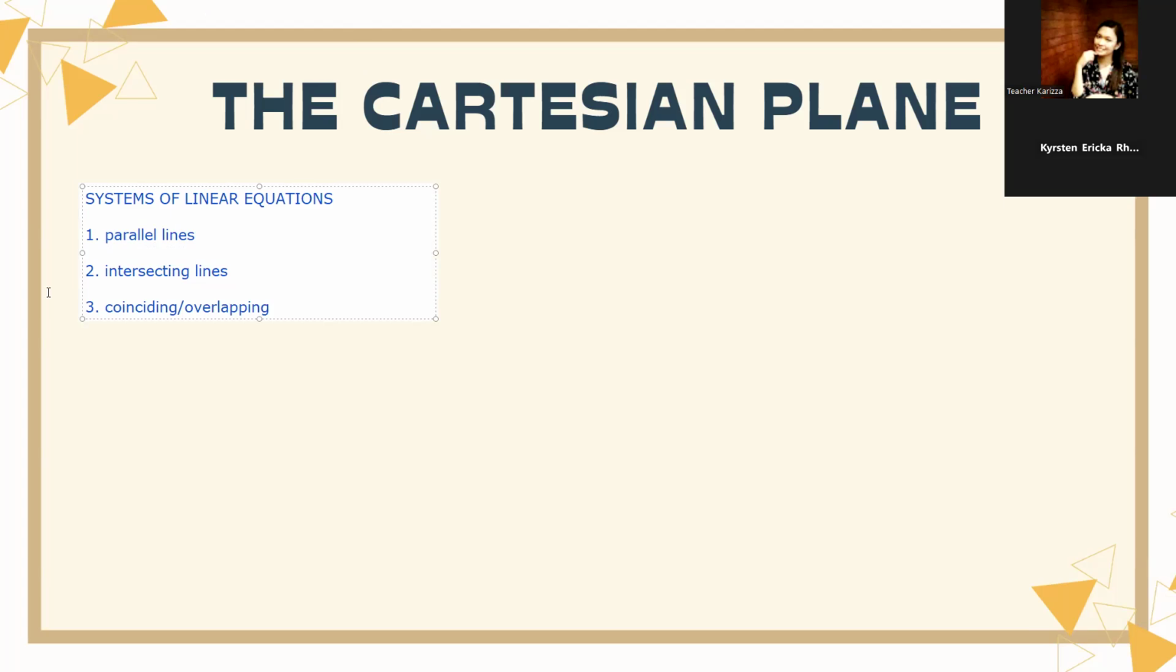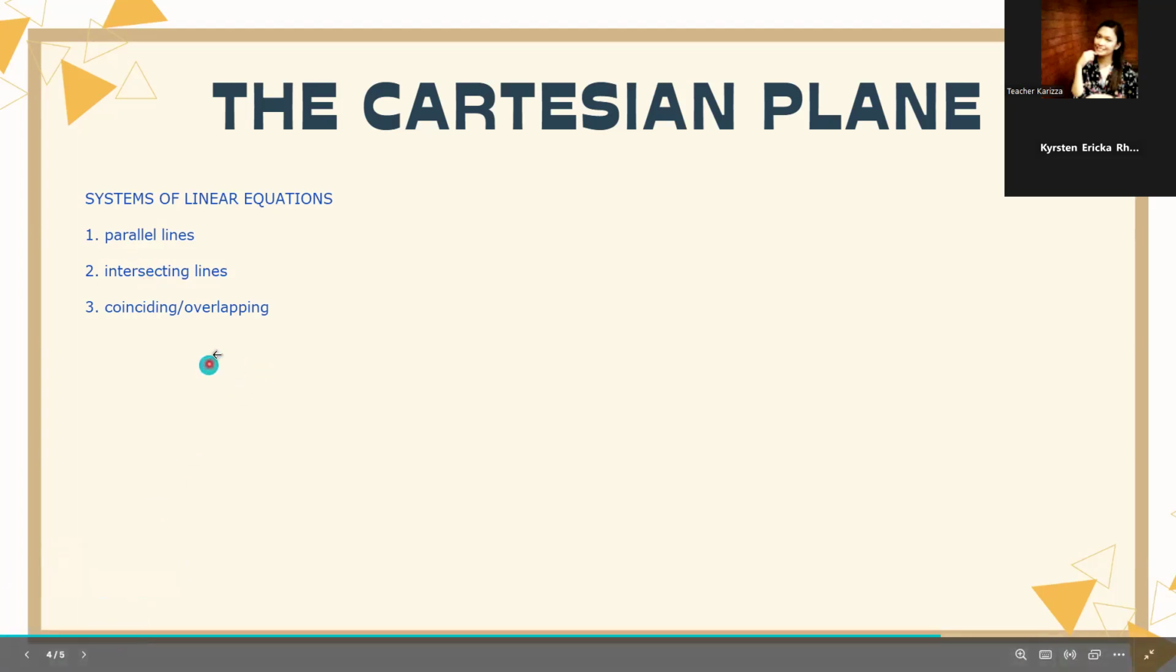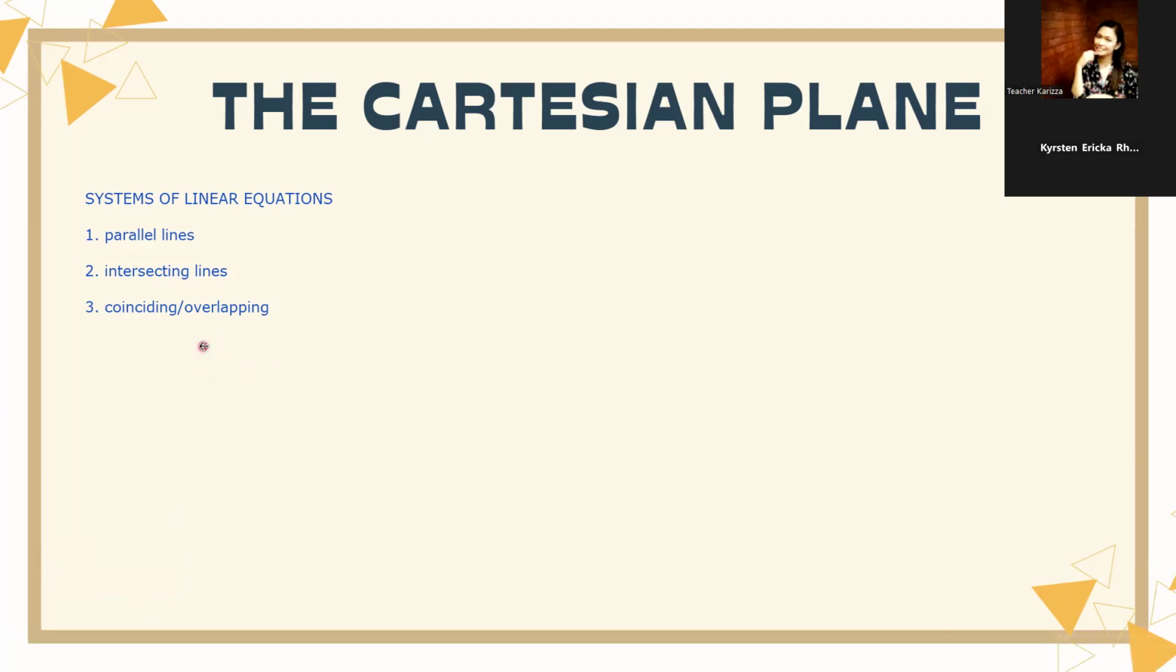Or coincident lines. Minsan iba yung tawag. But coincident, pag sinabi na coincident lines, it means that all of their points are equal. So to find out if two systems are parallel, intersecting, or coinciding, by the way, when you graph this, parallel looks like this, intersecting would be something like this. And then for coinciding, dahil pareho sila ng points, ipapatong silang dalawa.